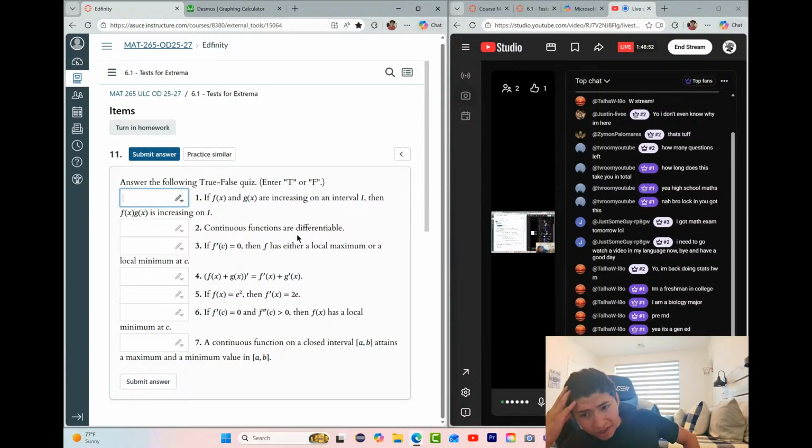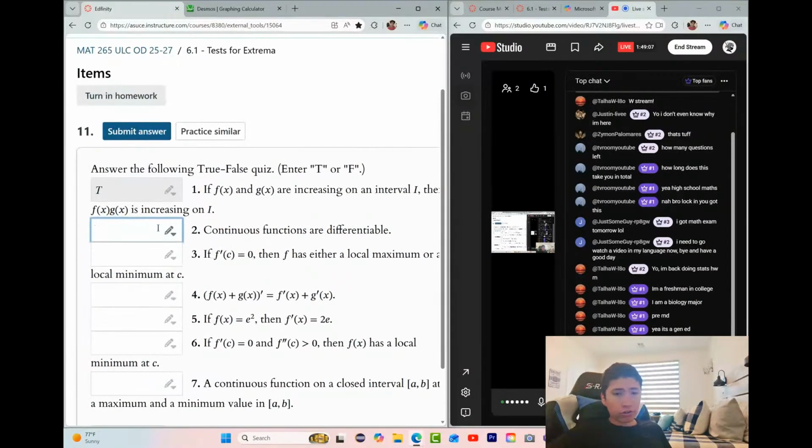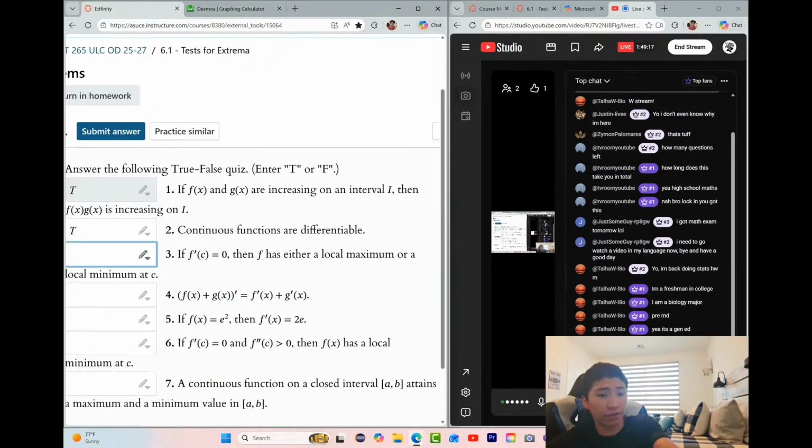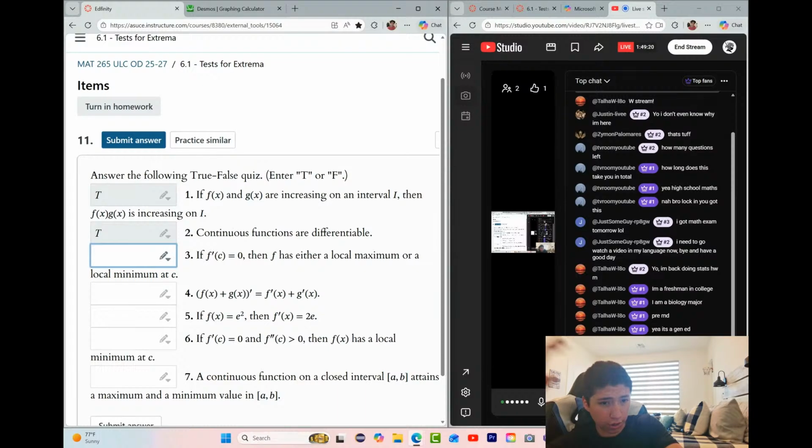So, if f(x) and g(x) are increasing on an interval I, then f(x) times g(x) is increasing. I assume true, right? Okay. Continuous functions are differentiable. Continuous functions are differentiable. Oh well, I mean, yeah, I think so as well, right? I might be getting all of this wrong, but I think I'm right.